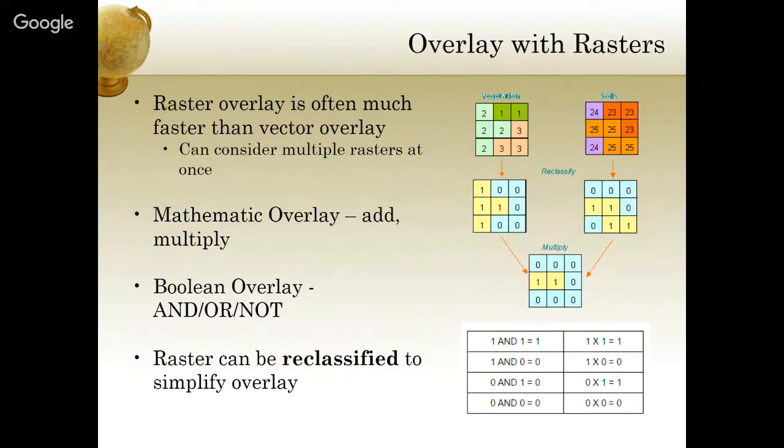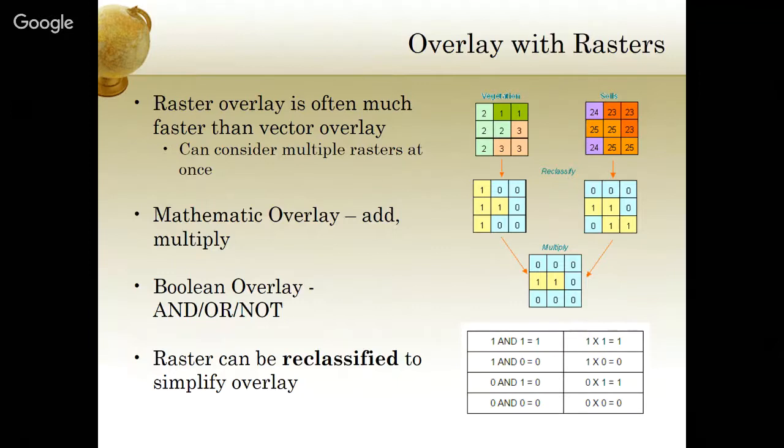So as I pointed out before, raster overlay is much faster than vector overlay because we just have these grids of numbers that we're working with. Actually performing overlay may take a variety of different forms, and some of them are equivalent to one another. And what we're going to look at today is reclassifying rasters to perform overlay.